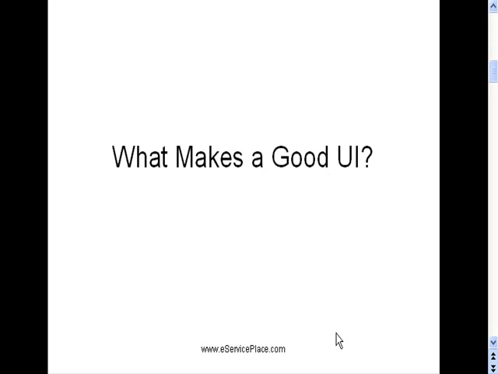What makes a good UI? A good UI, or user interface, should have a standard set of characteristics. We'll see what those characteristics are in the coming slides. And how do companies try to design a good UI with all those characteristics?